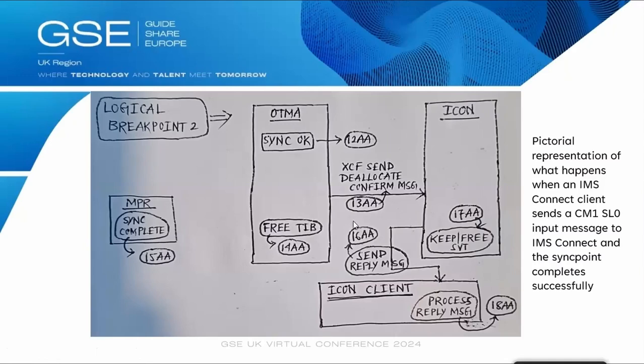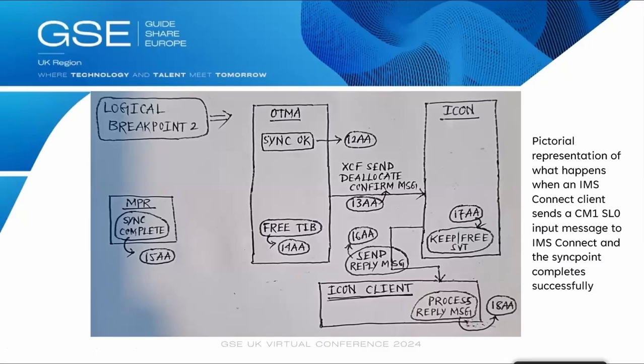So moving on to 15AA over here, on the MPR side, sync point completes, the phase 2 sync point ends. Moving on to 16AA, IMS Connect sends the reply message to the IMS Connect client, right? And in 17AA over here, if a persistent socket is in use, IMS Connect will keep the connection open and will not free the SVT control block. Otherwise, the SVT control block is freed, right?